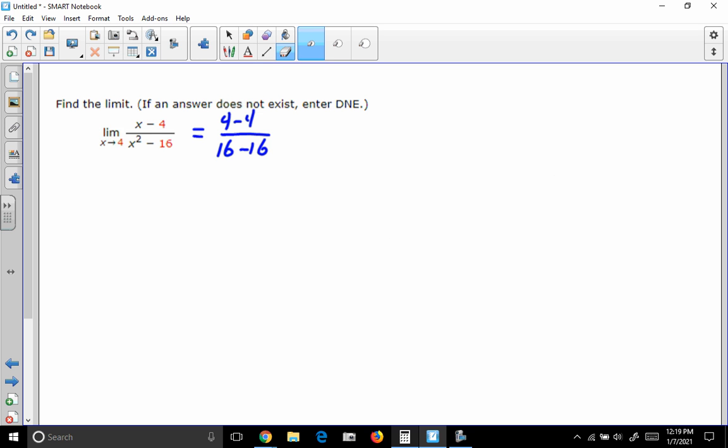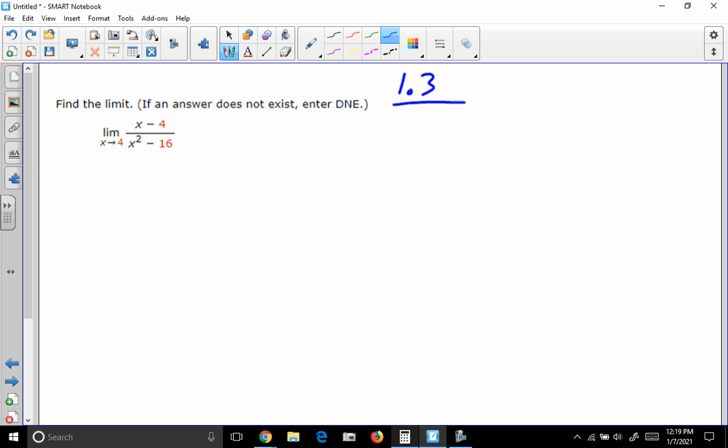So we could make a table. We could pick values closer and closer to 4. But in this section, instead of making a table, they want us to solve this algebraically. So this problem is found in 1.3. So how are we going to do that? Well, let's notice that this denominator factors. x minus 4, x plus 4.